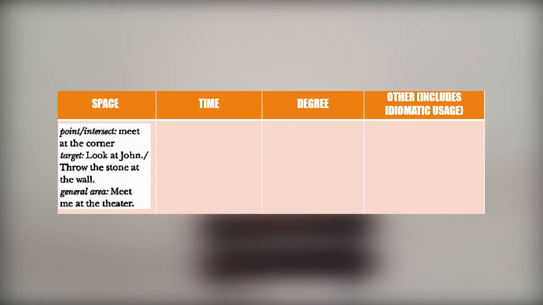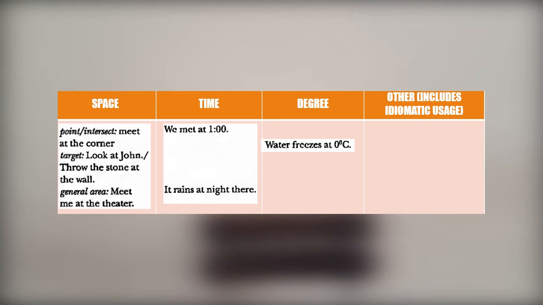Our first preposition is at. Meet at the corner. Look at John. Throw a stone at John. Meet me at the theater. It allows us to know the object's position, target, and general area. We met at 1 o'clock. It rains at night there, where it discusses a specific time of the day. Water freezes at 0 degrees, and he works keeping at shape.